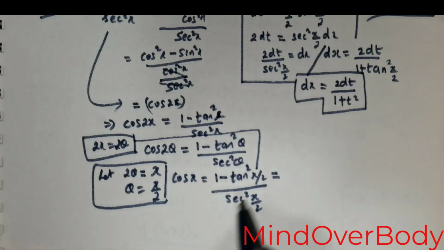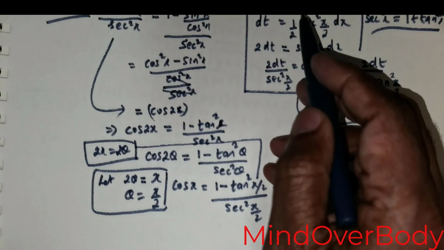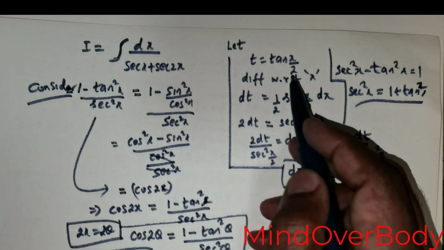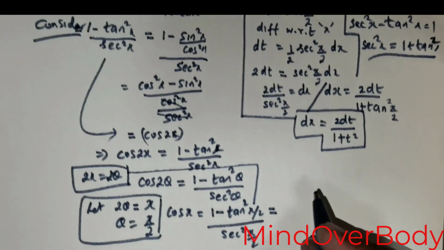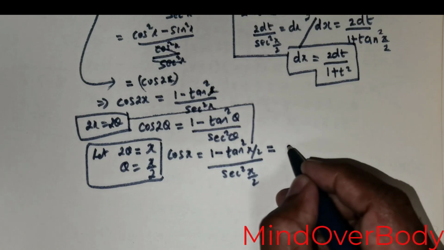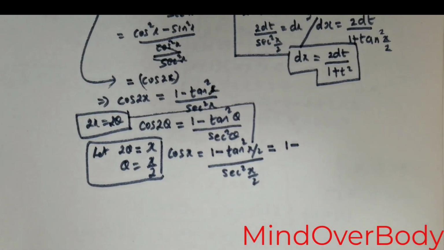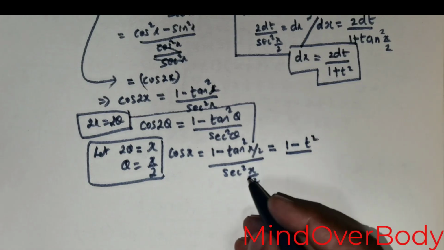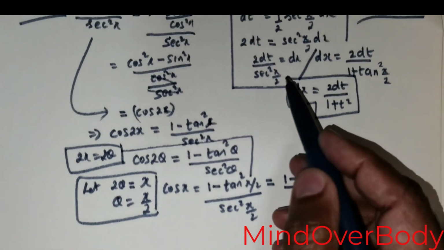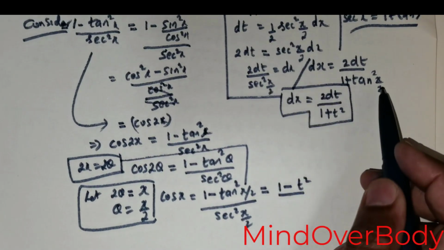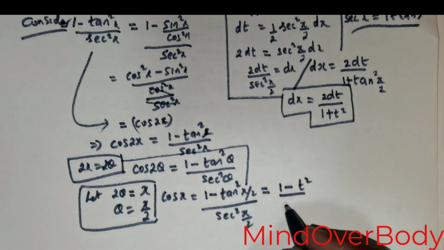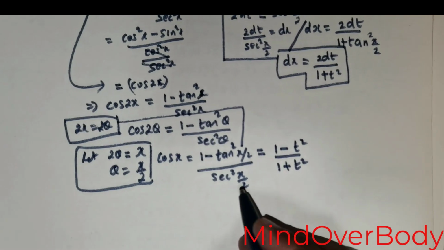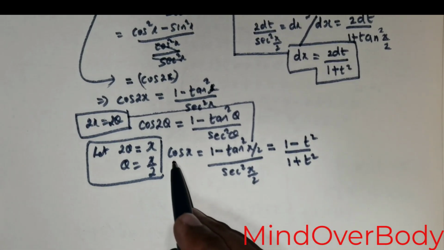Now we have assumed the value of t to be tan of x over 2. In other words, tan of x over 2 is equal to t. So I'm going to substitute that. So this is equal to 1 negative t squared divided by, now secant squared x over 2. Now we actually replaced secant squared x over 2 as 1 positive tan squared x over 2, which is nothing but 1 positive t squared. So this is going to be 1 positive t squared. Now all this we did to get the expansion for cos x.